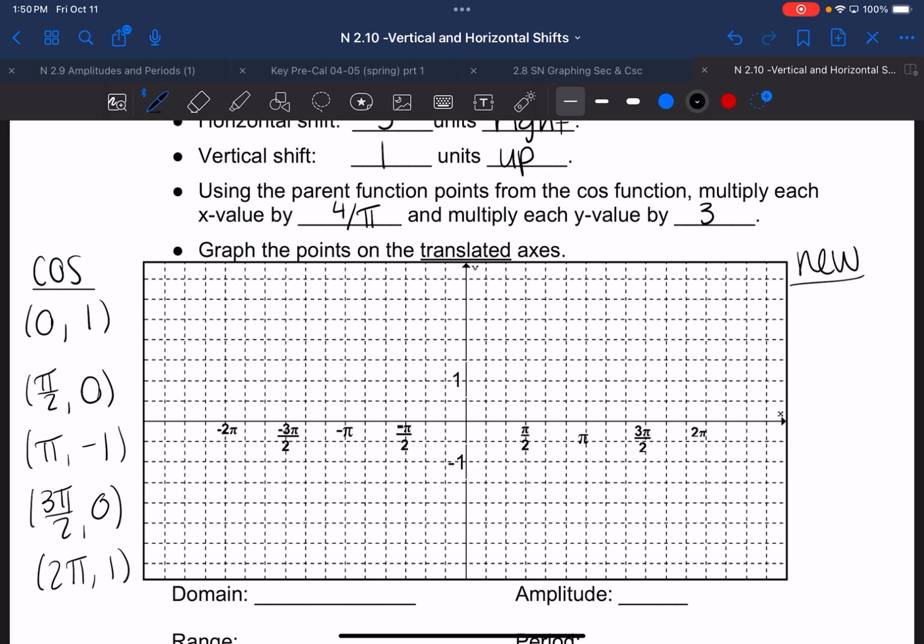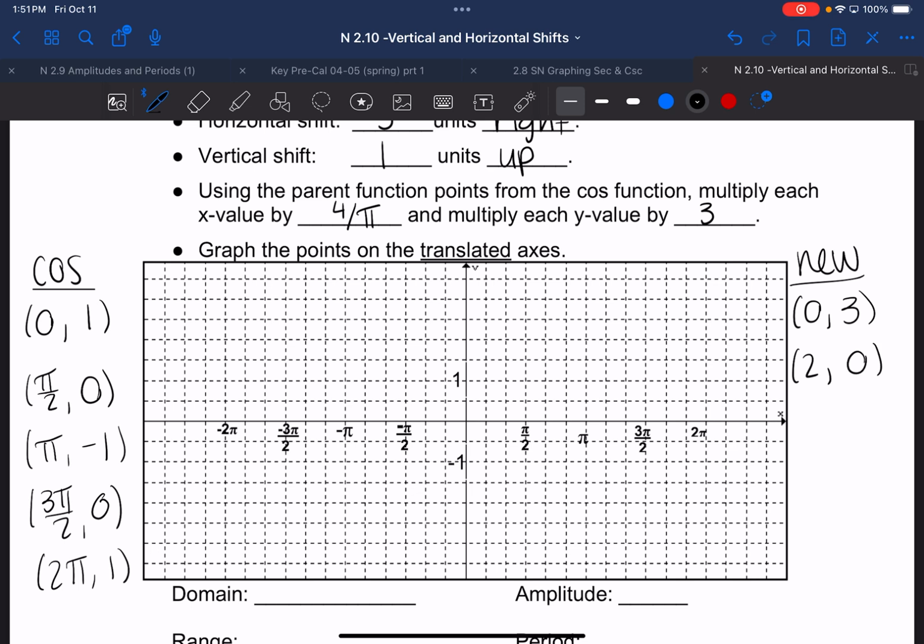So I'm supposed to multiply my x's by 4 over pi. What's 0 times 4 over pi? 0. And my y's by 3. What's 1 times 3? 3. Okay. Now I'm going to multiply pi halves by 4 over pi. So my pi's are going to cancel out, right? And then what would be left? 2, right? Because the pi's canceled out. We'd be left with 4 over 2, right? And then 4 over 2 simplifies to 2, okay? And then my y value, 0. 0 times 3 is 0, okay?